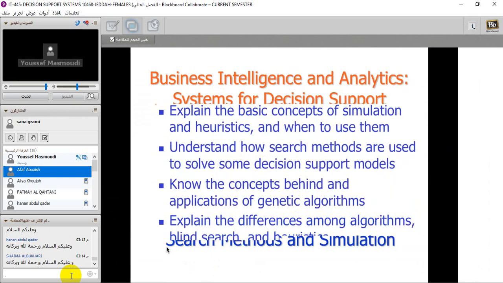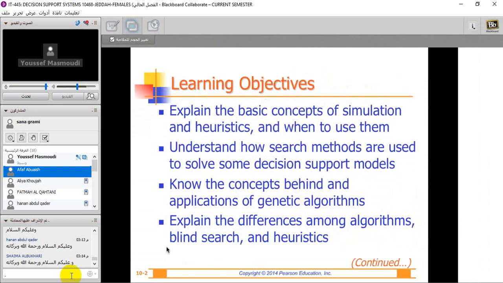So the learning objectives of this chapter are to explain the basic concepts of simulation and heuristics. These two methods, we use them when we don't have the opportunity to use exact methods. Understand how search methods are used to solve some decision support models. Know the concepts behind and applications of genetic algorithms.